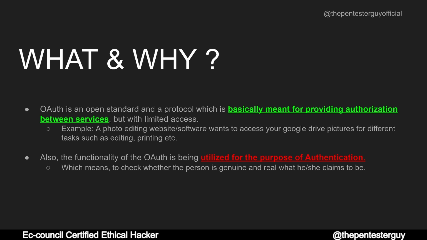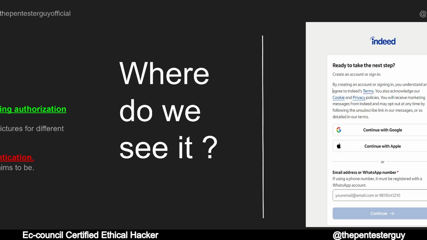Suppose you are going to log in to an application. How is that application going to decide whether you are the one who is trying to log in, or whether someone else is trying to log in? So it covers two functionalities: authorization, and using authorization, authentication is performed.